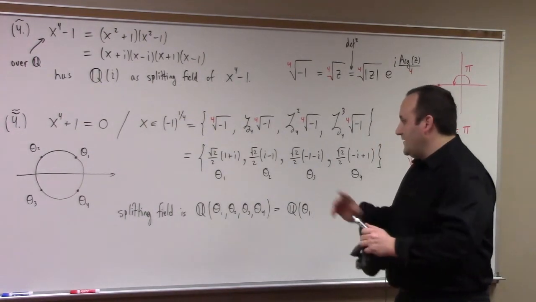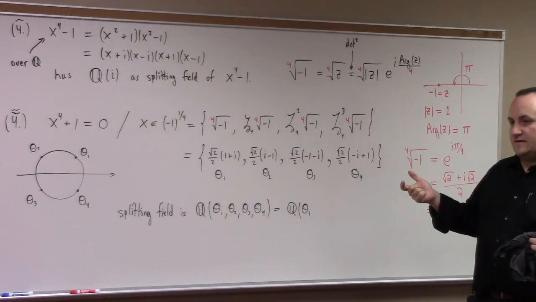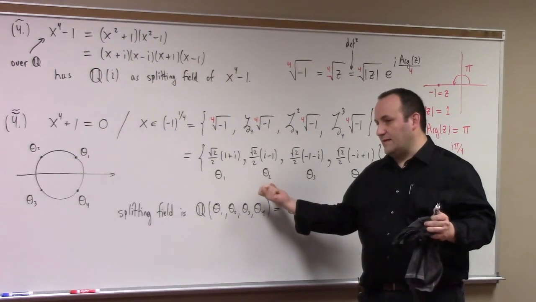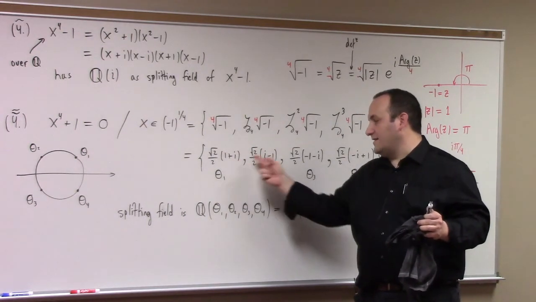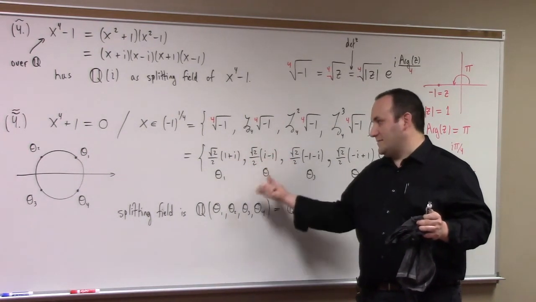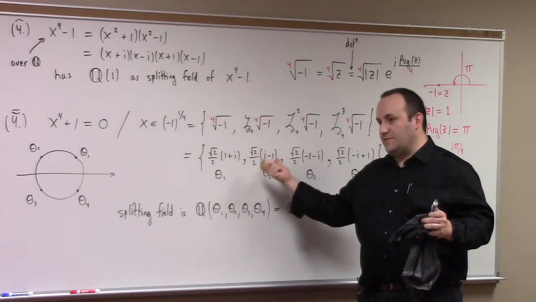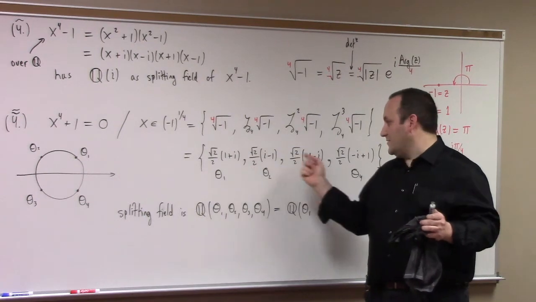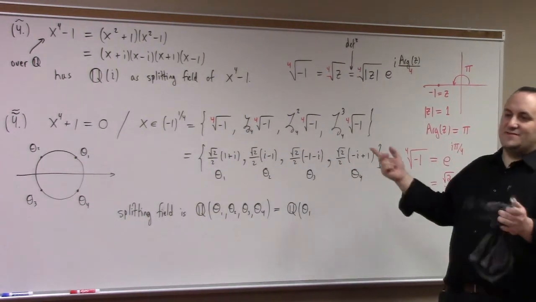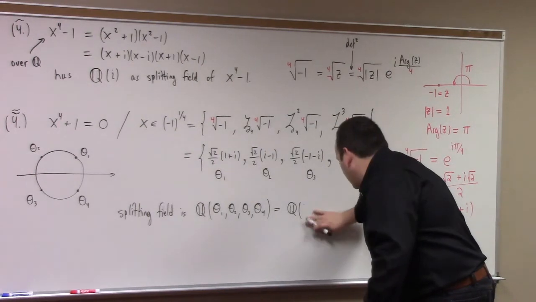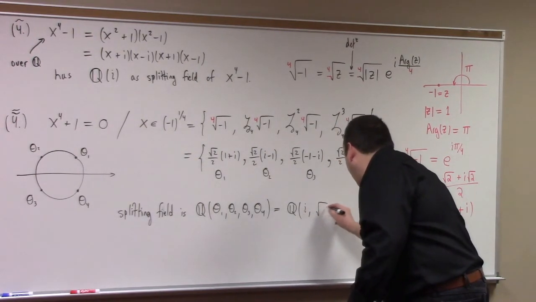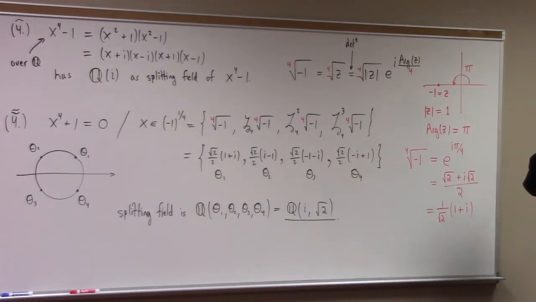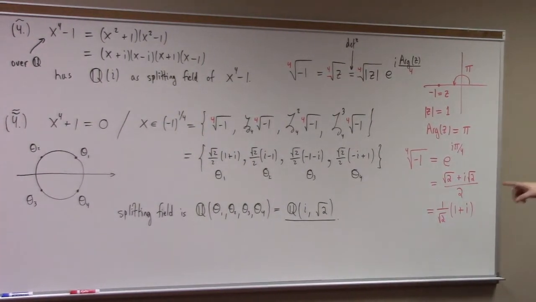Now, if I have theta 1 and theta 2, I think that's enough, because I can add them, right? If I add them, I get i root 2. If I subtract them, I get root 2. So I get i and root 2. With i and root 2, I can build all of these. Why not just use i and root 2? I don't think you can get smaller than this.